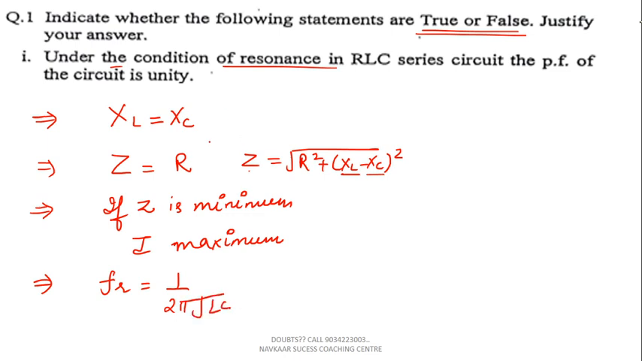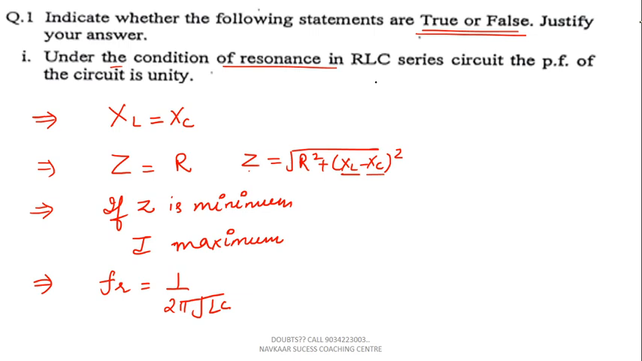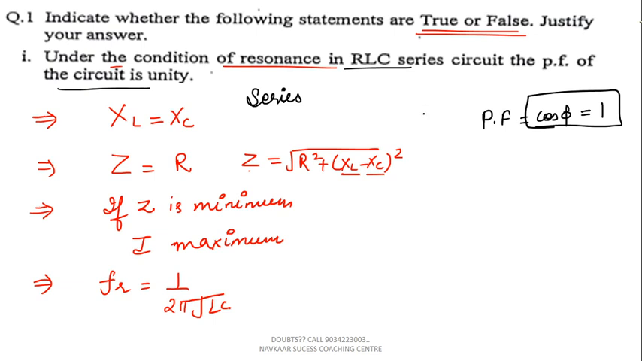So whenever they say the condition of resonance, you have to learn all this by heart. Next, what they have said: under the condition of resonance in an RLC series circuit, the power factor of the circuit is unity. All these conditions are for series circuits only. Power factor is cos phi, and unity means 1. So its answer is true.